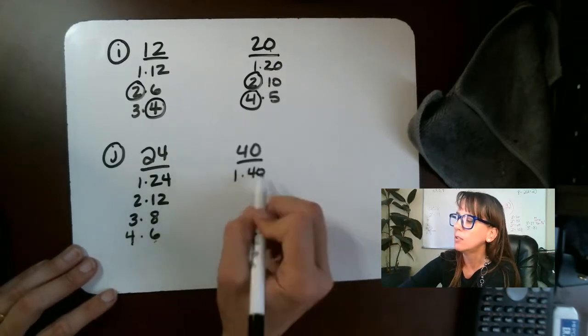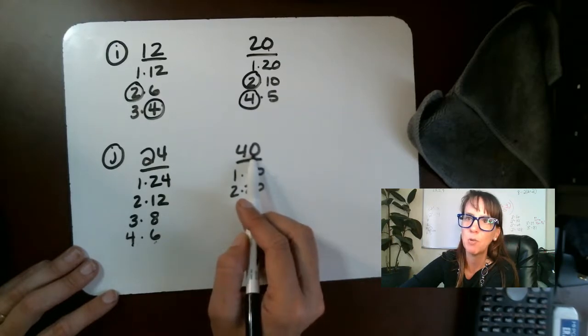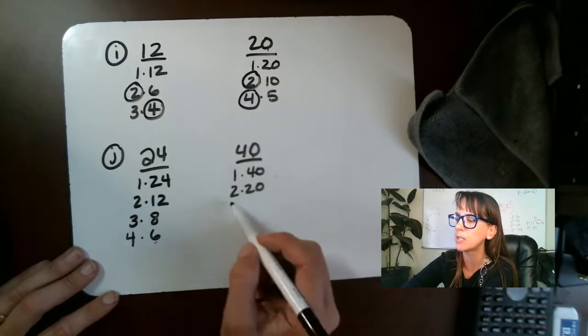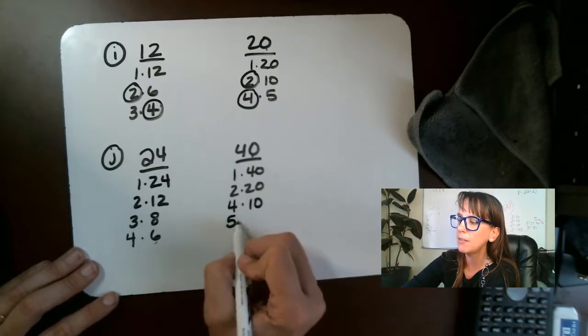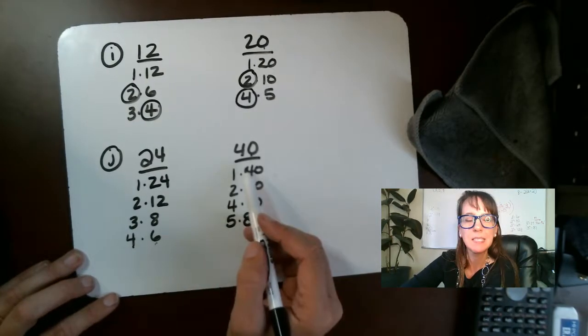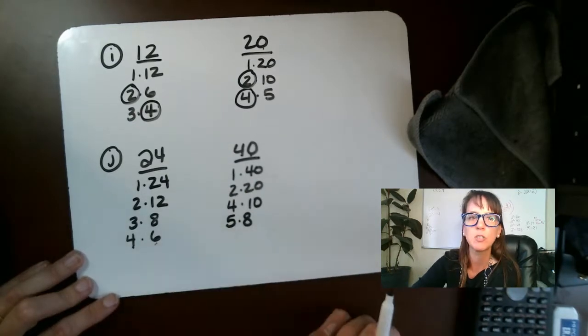1 times 40, 2 times 20. 4 plus 0 is 4, and 3 does not go into 4, so 3 is not going to go into this. 4 times 10. 5 times 8. After 5 is 6, that doesn't go into it. 7, no. 8, 8's already on the board, so we're done.